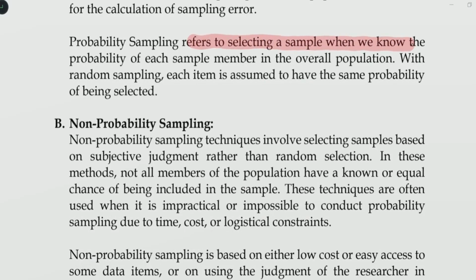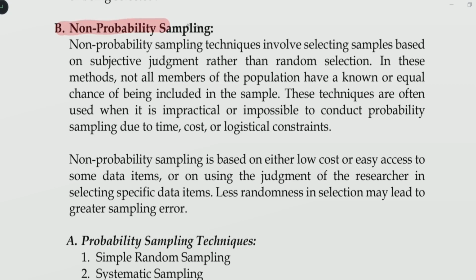It refers to selecting a sample when we know the probability of each sample member in the overall population. With random sampling, each item is assumed to have the same probability of being selected. On the other side, what is non-probability sampling? These techniques involve selecting samples based on subjective judgment rather than random selection. In these methods, not all members of the population have a known or equal chance of being included in the sample.